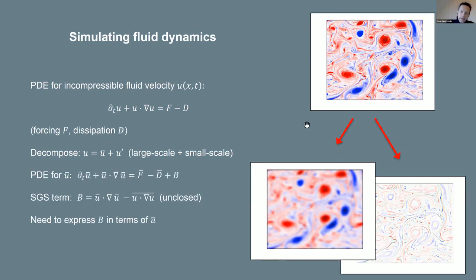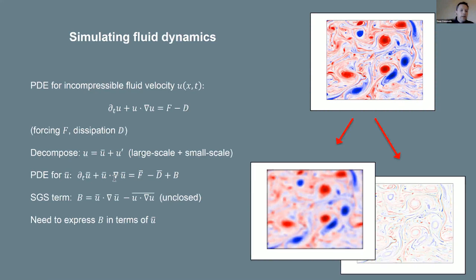Now you can unearth all kinds of technical conditions that I'm not going to discuss here, but if you write down the partial differential equations for the large scale flow field, it's almost the same as the original one. It's shown here. Again, we have the time derivative, and we have the advection term here.